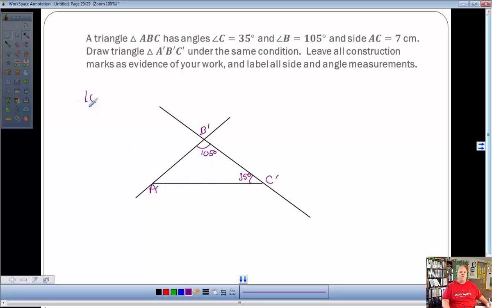Well, let's find out. 105 plus 35, that's 10, carry my 1, that's 4 and 1, so 140. 180 minus 140 is going to be 40 degrees. So this angle here, angle A, is 40 degrees. Alright, and this is 7 centimeters. And I could go through and measure these side lengths as well.